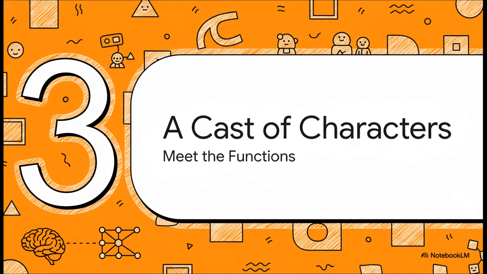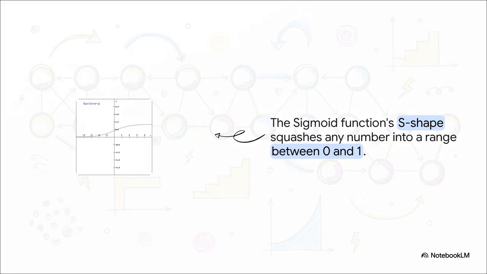So let's meet the players, a few of the most important activation functions in the history of AI. First up, we've got one of the OGs, the sigmoid function. You can see its classic S shape right here. What it does is simple, but super useful. It takes any number you throw at it, no matter how big or small, and squishes it down to a value somewhere between 0 and 1. And why is that great? Well, it's perfect for probabilities. You can get an output like, there's a 0.9 chance this is a cat.